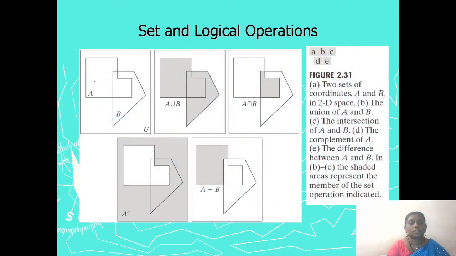We know this. A set A is there and a second set B is there. Then the union, A union B, is the total area of these two sets. The intersection, A intersection B, is only the common area between A and B. The complement of A means A is not included within the total resultant set. Excluding A is A complement, and A minus B means we are taking only A elements and not taking the common elements of A and B.